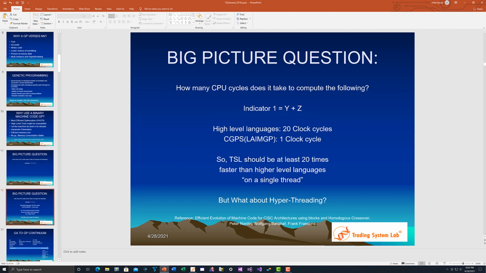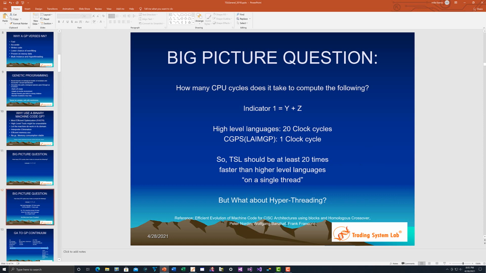In the case of higher level languages, it can take up to 20 clock cycles. But in the compiling genetic programming system, which is the linear automatic induction of machine code with genetic programming engine codenamed Skipolis that we use in Trading System Lab, it takes just 1 clock cycle. So Trading System Lab should be at least 20 times faster than higher level languages on a single thread. But what about hyperthreading and multi-instance? We even get a further push when talking about hyperthreading and multi-instancing.